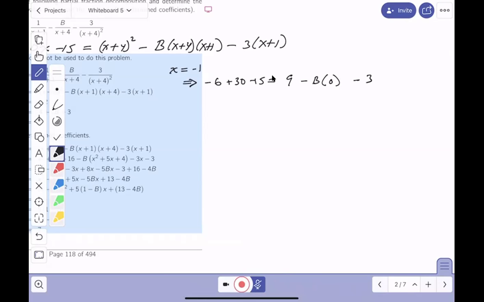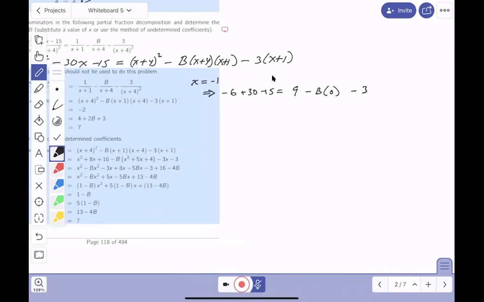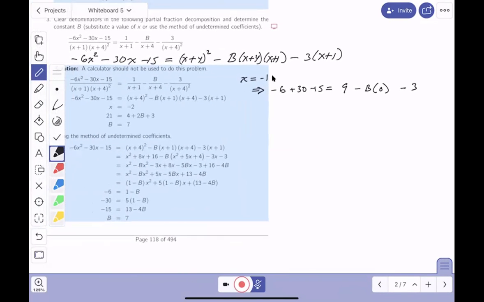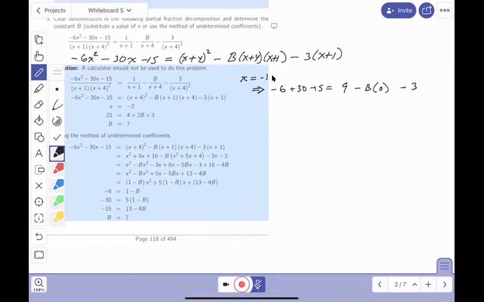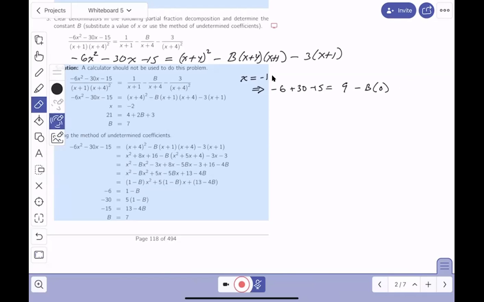All right, so what happens over there? Well, what do you get? Minus 6 plus 30 minus 15. That's going to be minus 21. Yeah, 9. Did I make a mistake somewhere? Let's see if I made a mistake somewhere. Minus 6x squared minus 30x minus 15, minus b times x plus 4, minus 3 times x plus 1. I chose minus 1. So, I see. I made a mistake in that last term. And I'm glad I looked at it. There's not a minus 3 there.